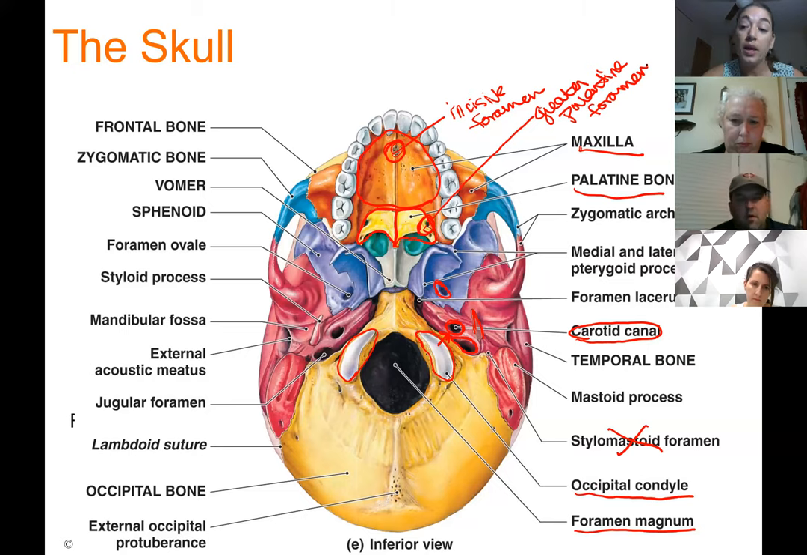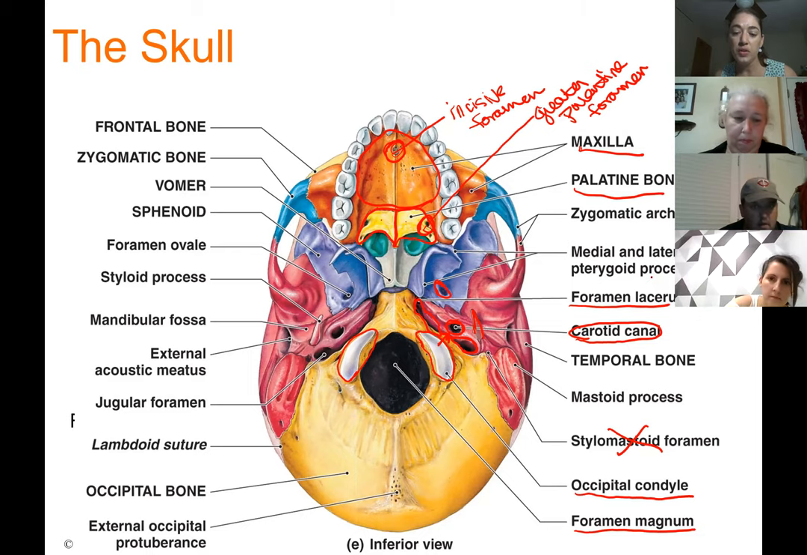Oh, I missed one. Okay, foramen lacerum. And this is a big one. So when you're in lab, you look at the inferior view of the skull, this one is going to be really obvious. Okay. It is a long, jagged foramen that is anterior to the occipital condyle. That's your foramen lacerum. Okay, I think I covered most of the things here. The visible things in the picture. If it's not visible in the picture, I'm not gonna ask you to do it. That just wouldn't be fair.